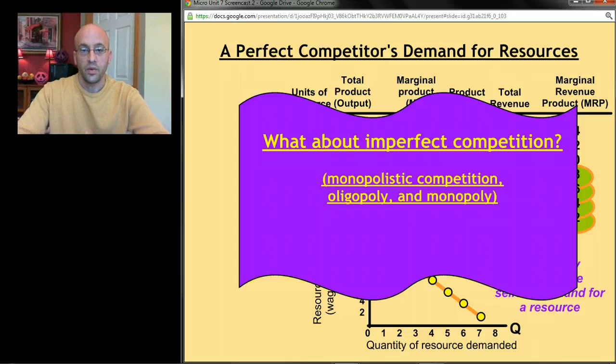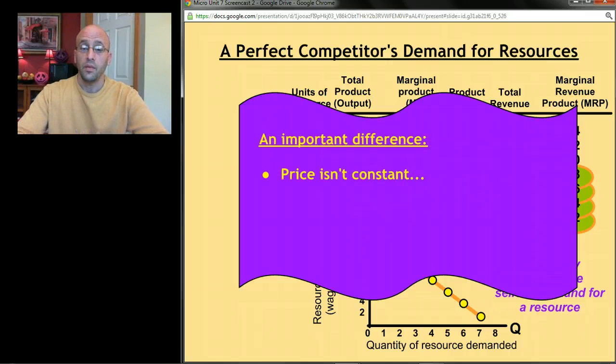What about imperfect competition? What if the firm isn't selling in a perfectly competitive product market? In other words, what if the firm is a monopolist or a monopolistic competitor or an oligopoly? Now, the big important difference here is that unlike in perfect competition, the price of the product isn't constant. Remember that if you're dealing in imperfect competition, if you want to sell more, you have to drop the price of your product. That's going to make our chart look a little bit different, but more importantly, that's going to make that MRP line or that demand curve look a little bit different as well.